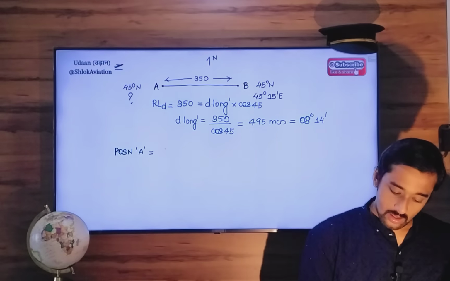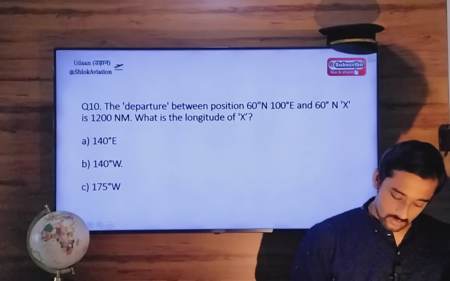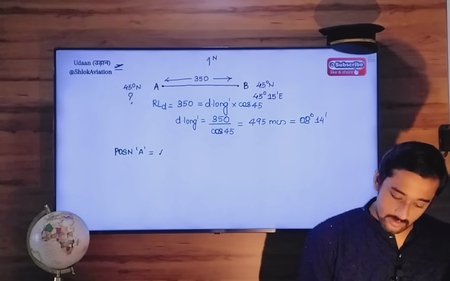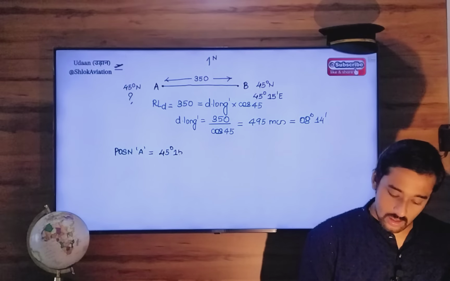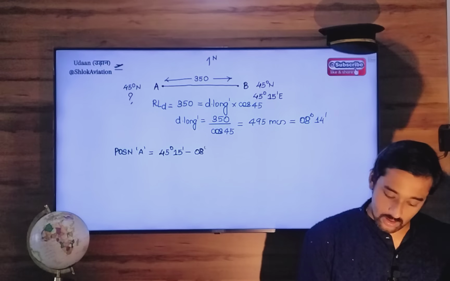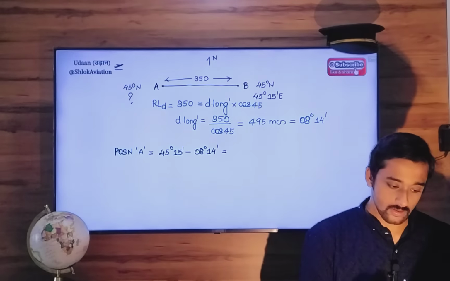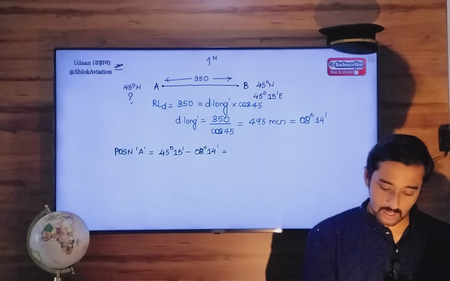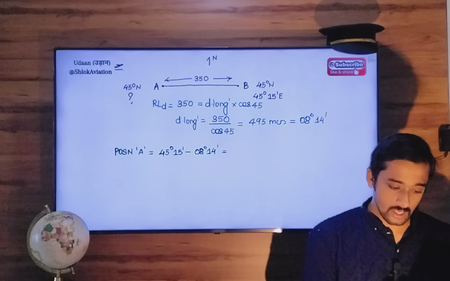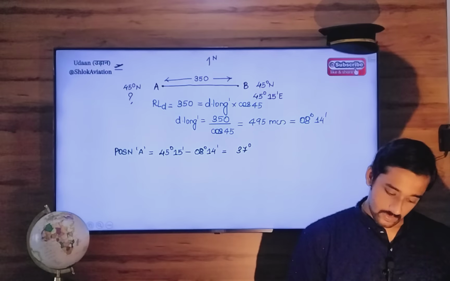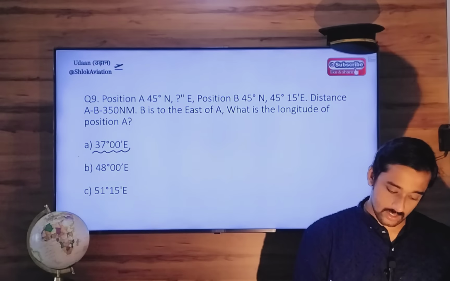So the position of A will be the longitude of B, which is 45 degrees 15 minutes, minus the difference between the longitudes, 8 degrees 14 minutes. So 45 degrees 15 minutes minus 8 degrees 14 minutes is equal to 37 degrees. So option A, like I said.